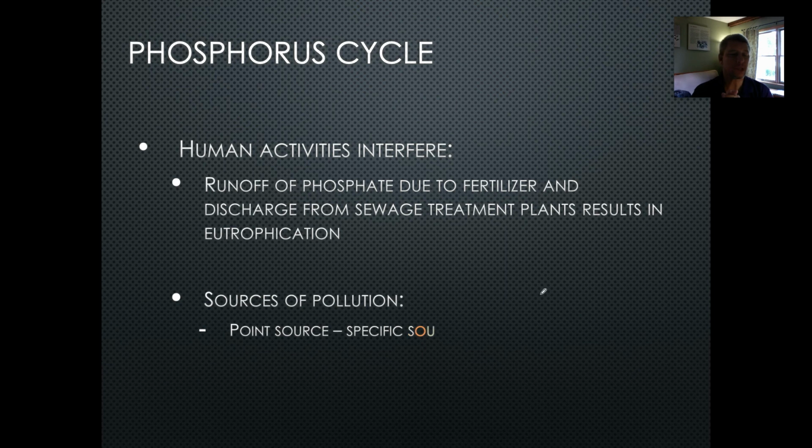Anyway, so sources of pollution include point sources where you have a specific source, like a sewage plant or some kind of factory. And then we have non-point sources, which includes runoff from the land. And this, of course, is mostly from farmers fertilizing their fields. Right? So that, my friends, is the phosphorus cycle.